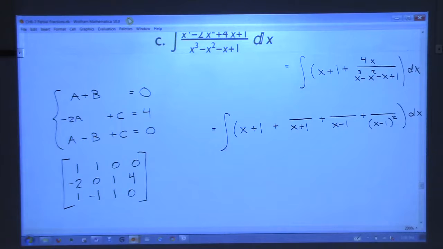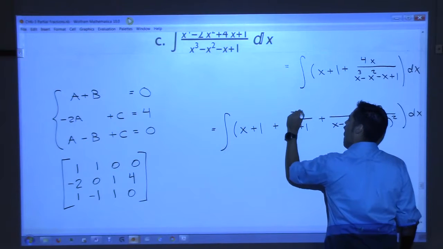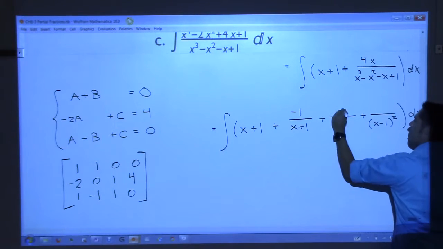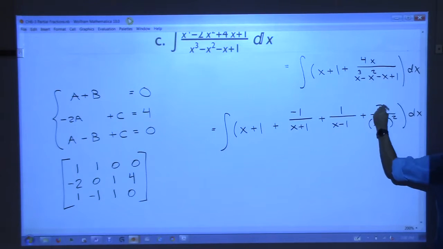Anybody want to go out on a limb here and tell me what a, b, and c are? A, -1. -1 for a? 1 for b. 1 for b? 2 for c. Oh, those are nice numbers, so I feel pretty good about this.